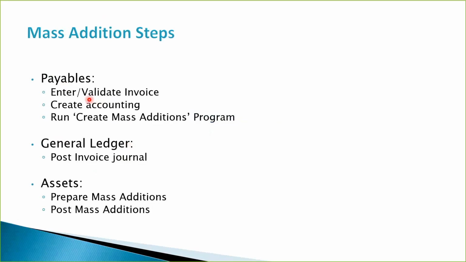sorry, I skipped a step. After we create accounting and post that invoice in GL, we'll go back to payables and run this program, create mass additions. Okay. So now after we create mass additions, we are then going to go to assets. We are going to prepare mass additions, whereby we do a couple of steps. You can add some more information about the asset. And then after we prepare the mass addition, we are going to post mass additions.